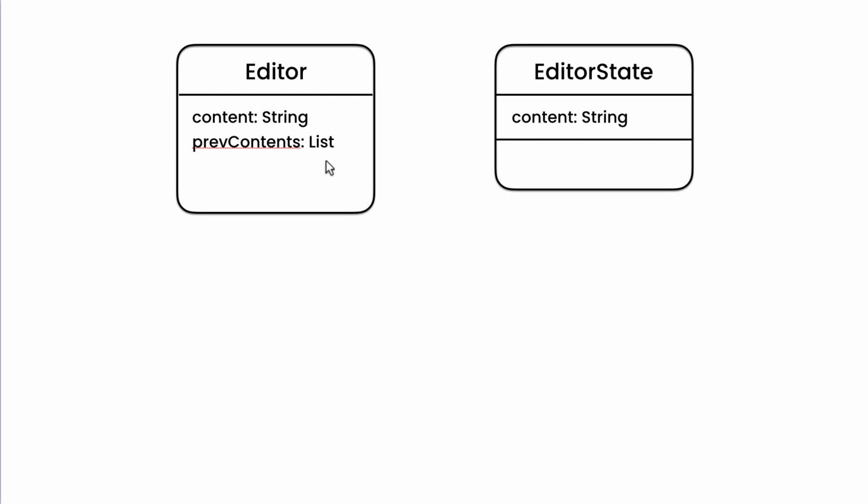So in our editor class, we need to store a list of editor states. So we need a composition relationship between these two classes. And that means we should rename this field from previous contents to previous states. So we have a list of editor states inside the editor class. Beautiful. Now, this is a better solution because it allows us to undo multiple times and we're not going to pollute the editor class with too many fields, okay?